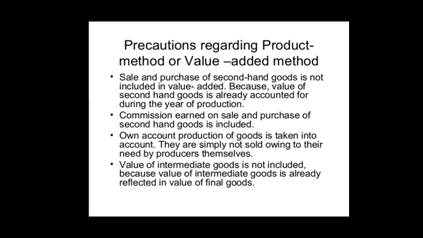On account production of goods, or we can say the value of production for self-consumption, is taken into account while measuring national income because they contribute to the output of a current financial year. They are simply not sold owing to their need by producers themselves. Furthermore, value of intermediate goods must not be added in the national income because this will amount to double counting, as the value of intermediate goods is already reflected in value of final goods.